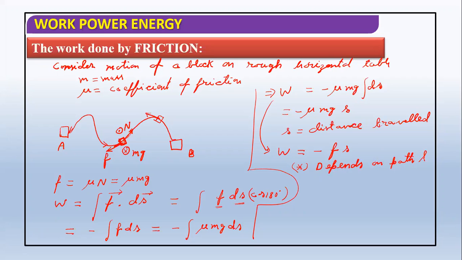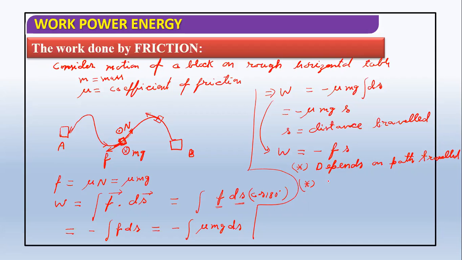Okay, so even if a particle moves on a table and comes back to the same position, the displacement will be zero, but the distance will not be zero. So the work done will not be zero. In this case the work done is negative, but friction does not always have negative work done. In most cases friction gives negative work done, as shown in this case.